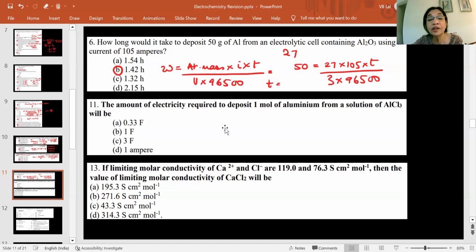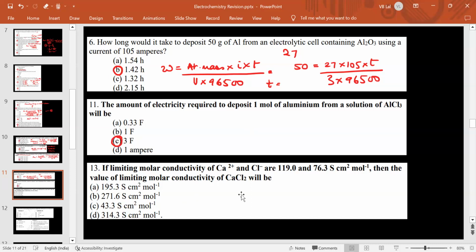Amount of electricity required to deposit 1 mole of aluminium from a solution of AlCl3 will be... 1 mole of aluminium. This is easy. Madhavan, Ma'am, it's option C. Answer is C. Very good. Option C. Hari Raghav, what happened? Your internet is a little bit weak? Yes, ma'am.